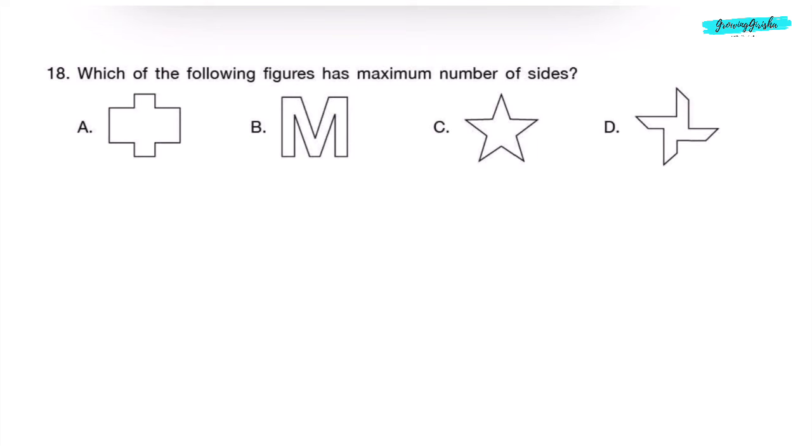Question 18. Which of the following figures has the maximum number of sides? In option A, the figure has 1, 2, 3, 4, 5, 6, 7, 8, 9, 10, 11, 12 sides. In option B, 1, 2, 3, 4, 5, 6, 7, 8, 9, 10, 11, 12, 13 sides. Option C, 10 sides. Option D, 12 sides. So, which figure has maximum number of sides? Yes, option B, it has 13 sides.